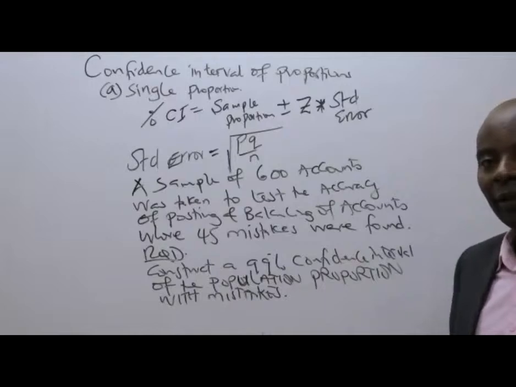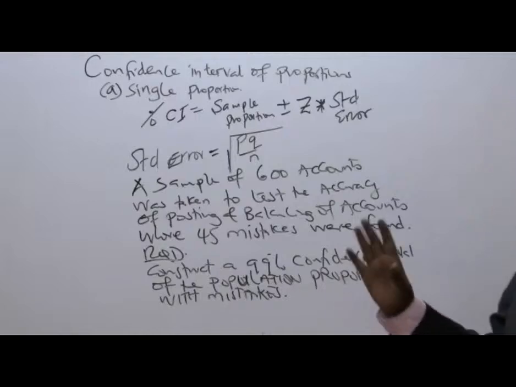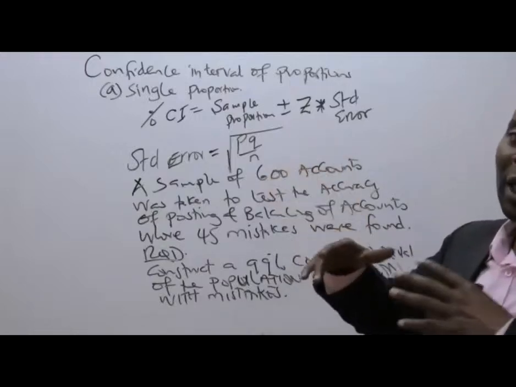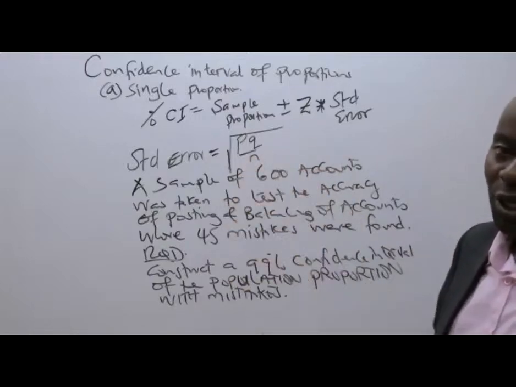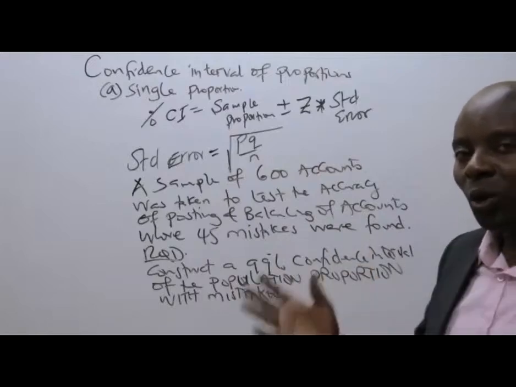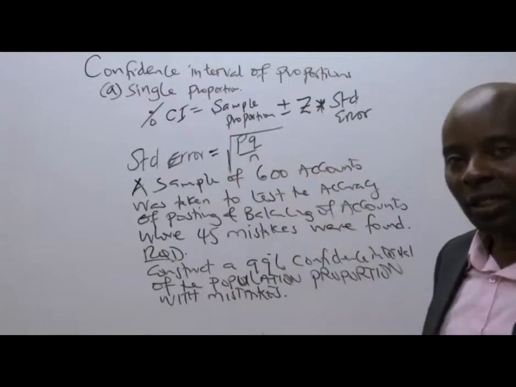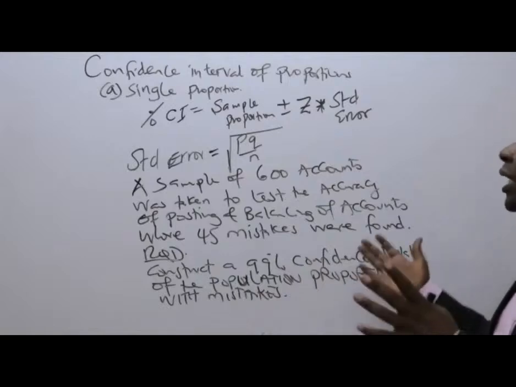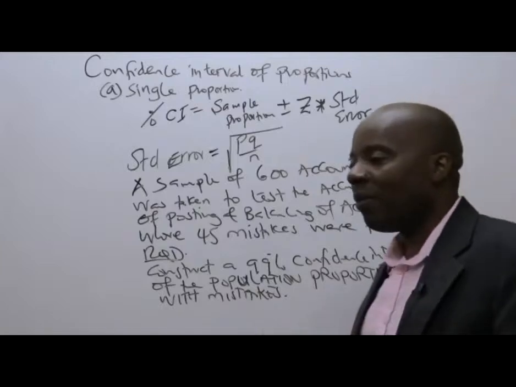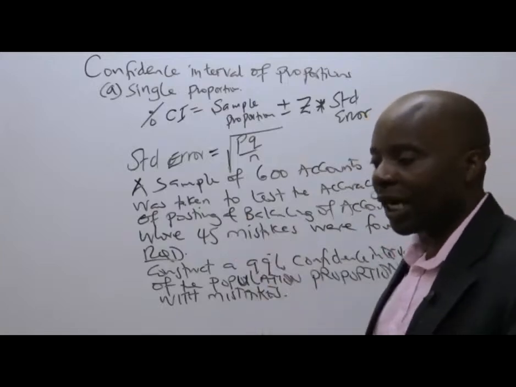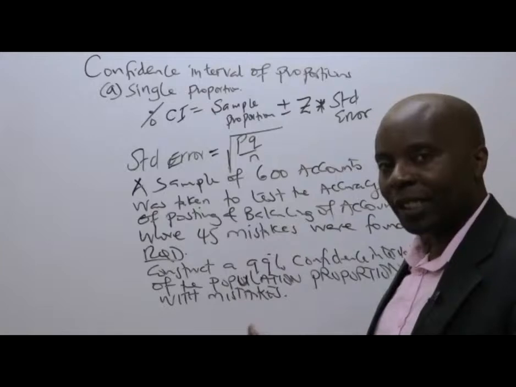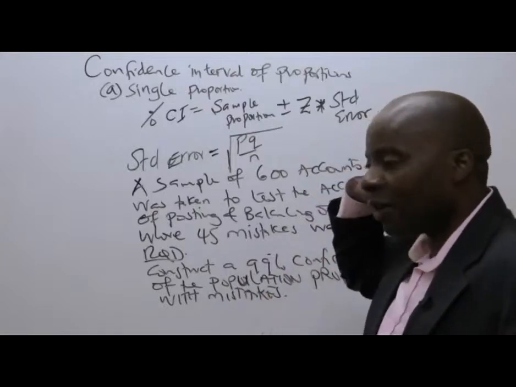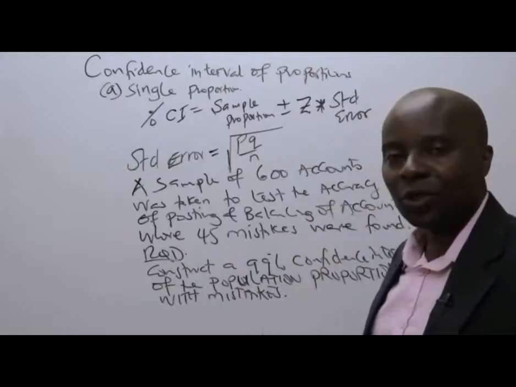Now, ladies and gentlemen, we have here a sample. We could be a big company with so many ledgers, but of course, we can't go looking at the entire thing. We can't carry out a census. It'll be very expensive. So what we have done is take out a sample of 600 accounts, and out of these 600 accounts, 45 of them have mistakes.